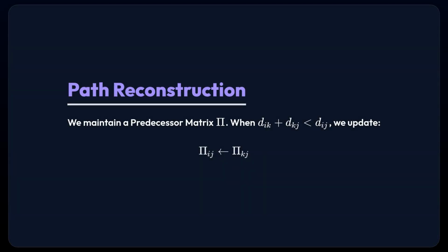Calculating the distance is useful, but often we need the actual route. To do this, we maintain a secondary matrix called the predecessor matrix. Whenever we find a better path through k, we note that to get to j, we must come from the same node that precedes j on the path from k. We then reconstruct the full path by backtracking from the destination to the source.